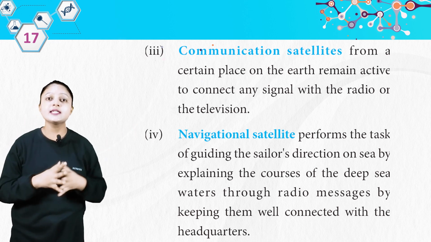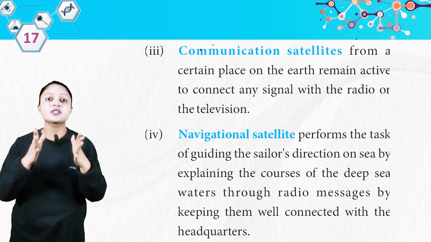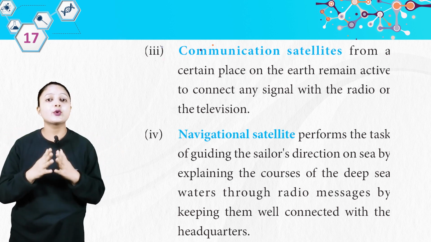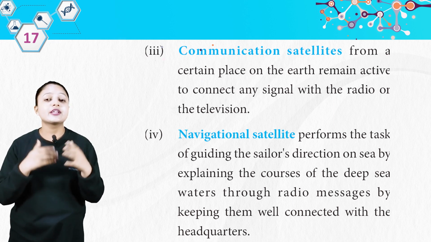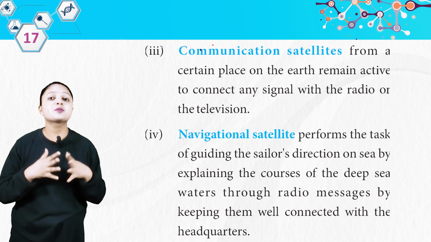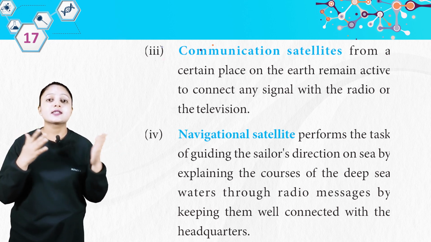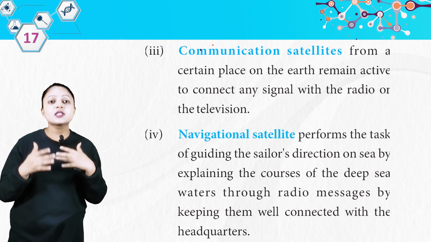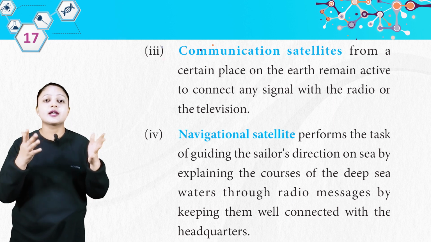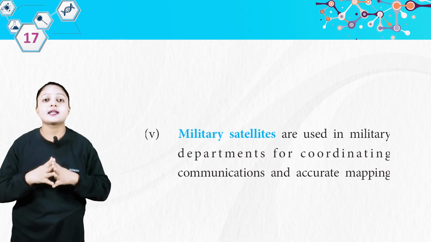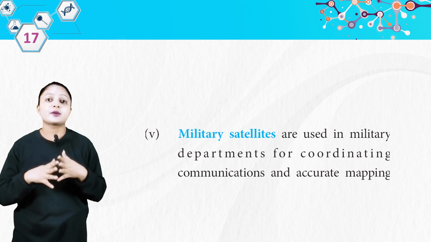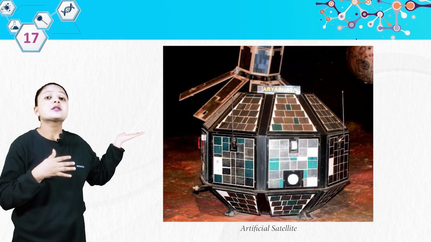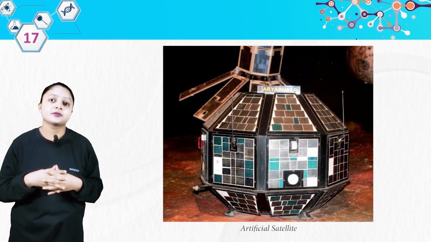Third, communication satellites. Communication satellites from a certain place on the Earth remain active to connect any signal with the radio or television. Number 4, navigational satellites. Navigational satellites perform the task of guiding the sailor's direction on sea by explaining the course of the deep sea water through radio messages, keeping them well connected with the headquarters. Number 5, military satellites. Military satellites are used in military departments for coordinating communication and accurate mapping. Look at this picture. This is the picture of an artificial satellite.